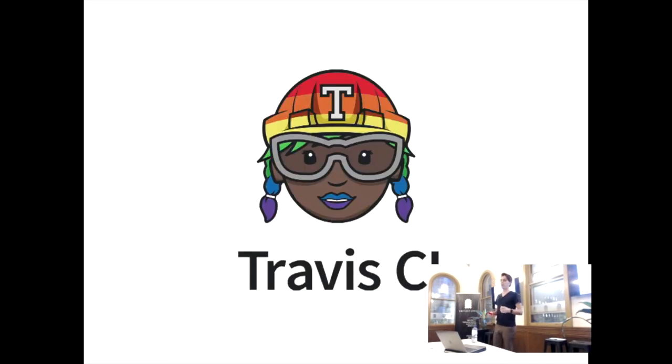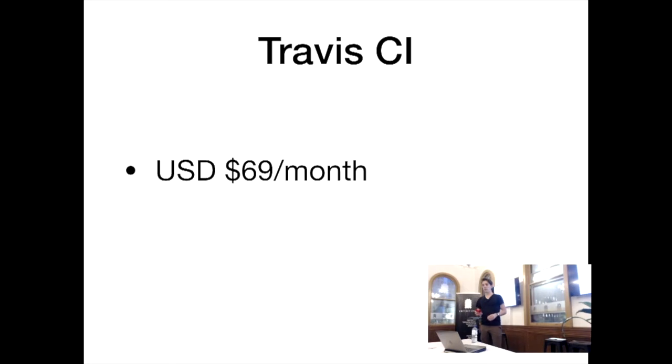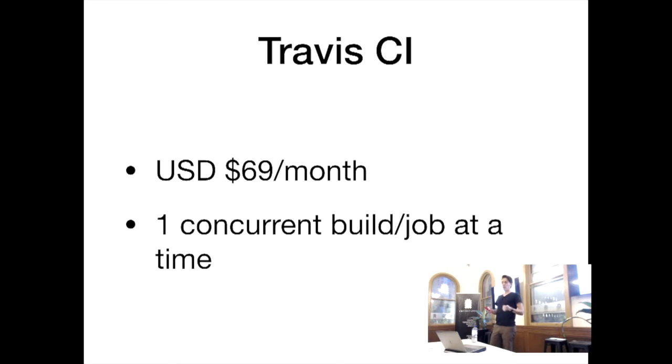Travis CI. So there's travis-ci.org and travis-ci.com. One is for open source, I think, and one is for commercial or enterprise. The cheapest plan is $69 a month, and you have one concurrent build at a time. There's no other limitations that I could see, so you can just build one job at a time, but there's no limit on how many times a day or how many minutes a month, apparently.